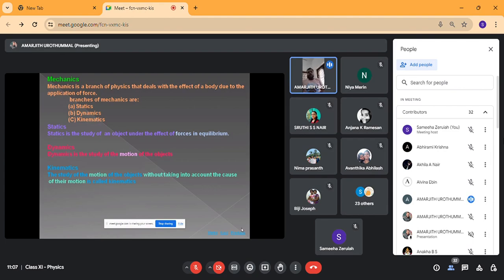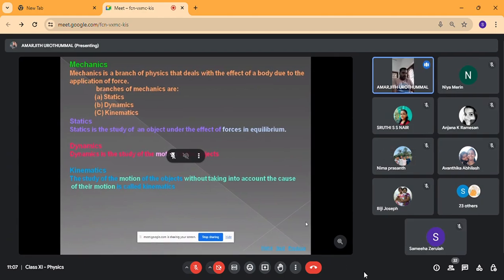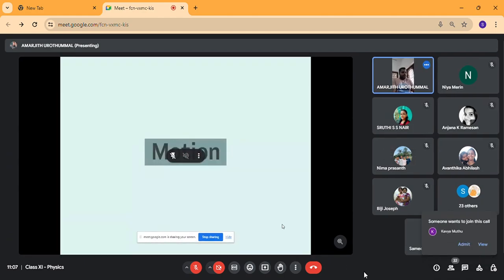So we are dealing with kinematics. Kinematics means motion we will study, but the reason for motion we will not consider. Okay, you can note down this. This kinematics is important. Now let us see some types of motion here.